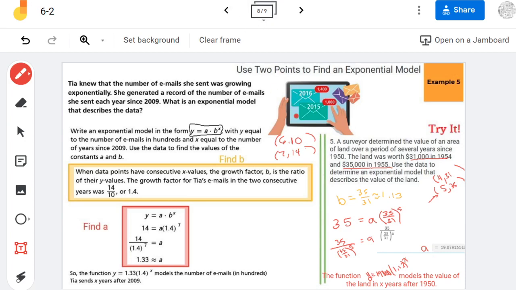Alrighty guys, so that's using 2 points to find an exponential model. In the next video, Savvas actually created their own video to explain regression for exponentials, so I'm not making an example 6 video.